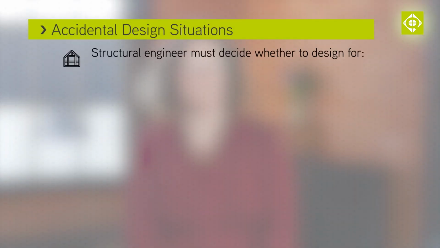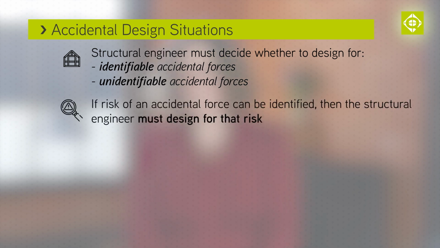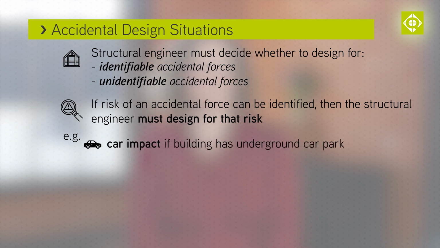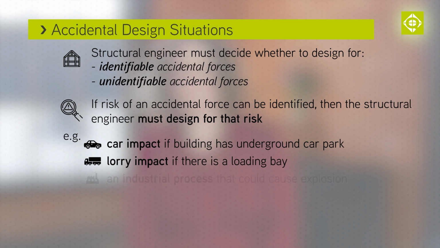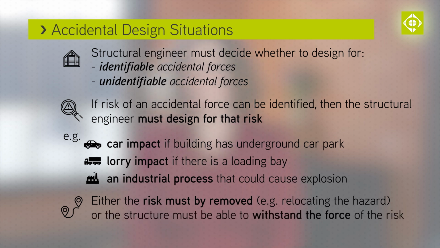When a structural engineer designs a building to be robust, they first decide whether to design for the risk of identifiable accidental forces or unidentifiable accidental forces. If the risk of an accidental force can be identified, then the structural engineer must design for that risk. For example, these might include car impact if the building has an underground car park, lorry impact in a loading bay, or an industrial process that could cause explosion. The design engineer must either remove the risk, e.g. by relocating the industrial process, or design the structure to withstand the force associated with the risk.